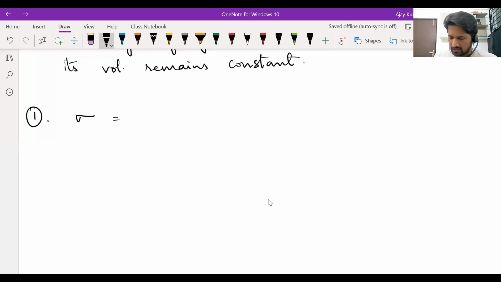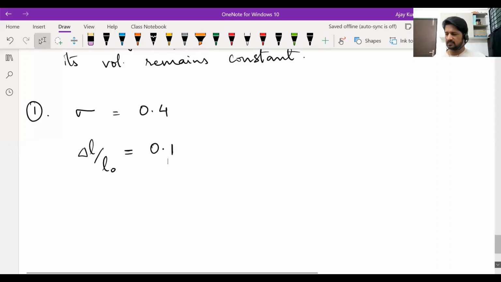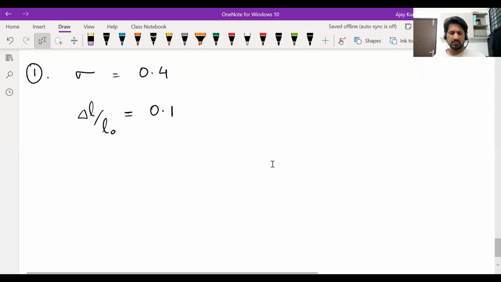Poisson ratio of a material, let's say it is given as 0.4. And the relative change in length, let's take it as 0.1, delta L by L naught. When some stress is applied on the cylindrical object, the relative change in its length is 0.1. Poisson ratio is given as 0.4.